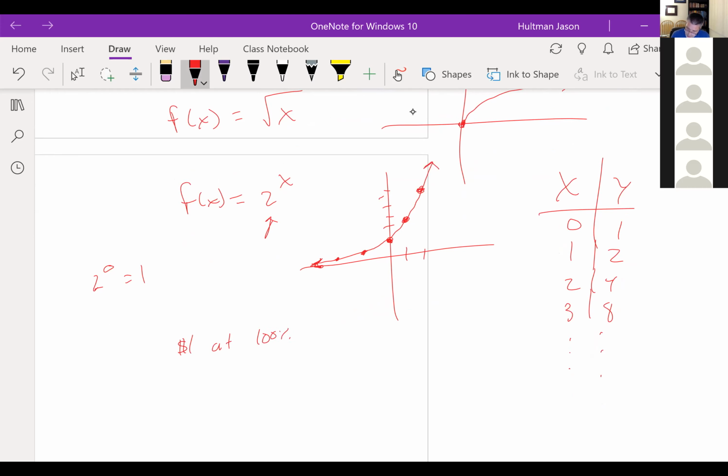Okay, that means that I'll lend you $1, but at the end of the year you've got to pay me $1 back. If you borrowed my money for 1 year, you would end up owing me $2. If you borrowed my money for 2 years, you'd end up owing me $4. If you borrowed my money for 3 years, you'd end up owing me $8. Does that make sense?